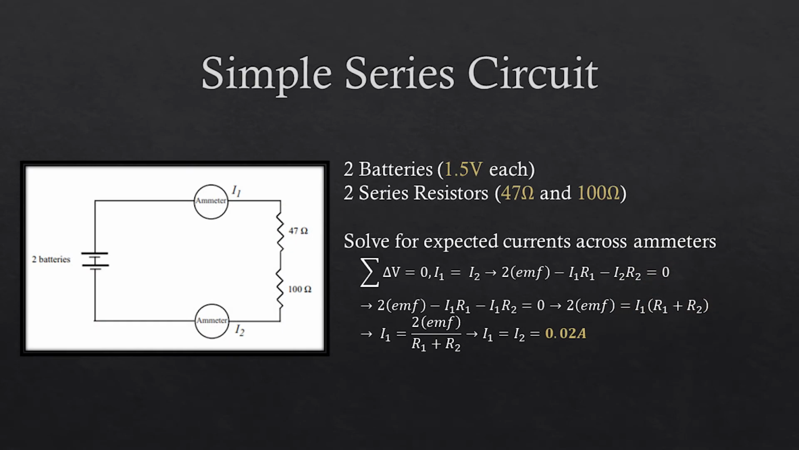So in order to save time, we'll run through this one pretty quickly. This is our first circuit. It's got two batteries, two resistors. We're measuring the current at two different locations through ammeters. And by using Kirchhoff's loop rule, we know that the sum of the potential differences through this entire loop is 0. And we know that the current going in at a particular node is the same as the current going out. So doing a little bit of math, we can determine that the current going through ammeters 1 and 2 is the same, and that value is 0.02 amps.